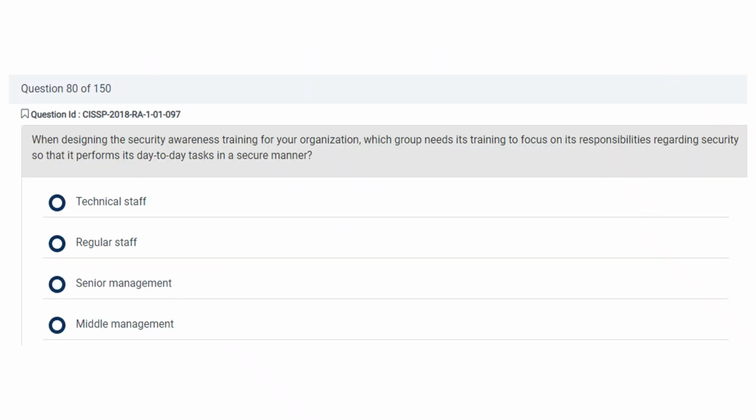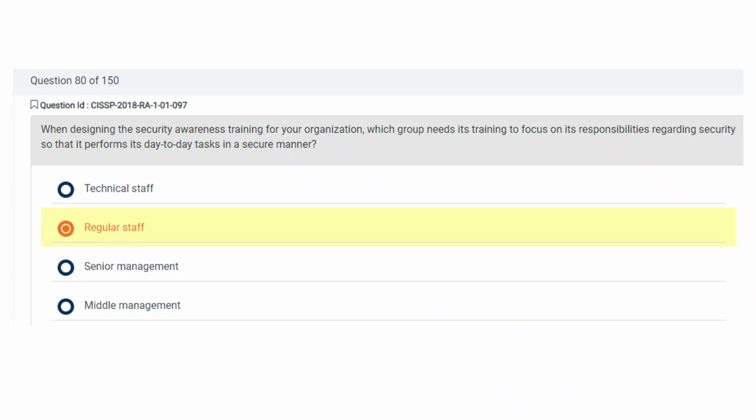Question 80, and the last of this section. When designing the security awareness training for your organization, which group needs its training to focus on its responsibilities regarding security so that it performs its day-to-day tasks in a secure manner? A, technical staff, B, regular staff, C, senior management, or D, middle management? The correct answer is B, regular staff.